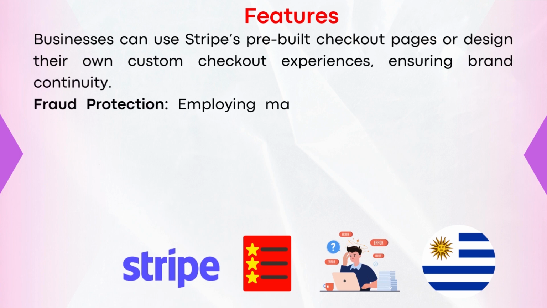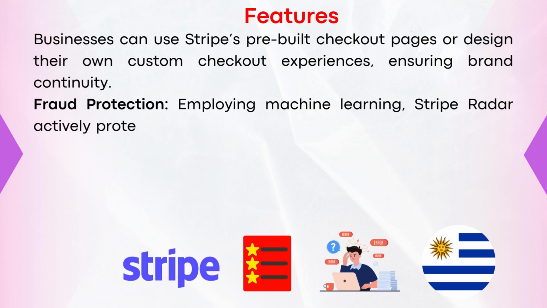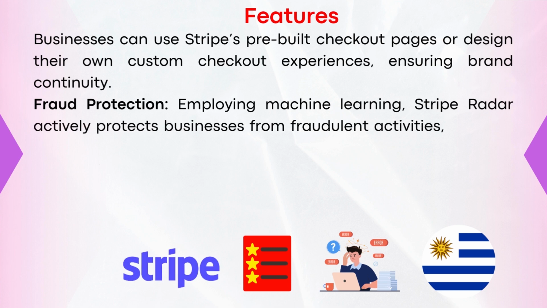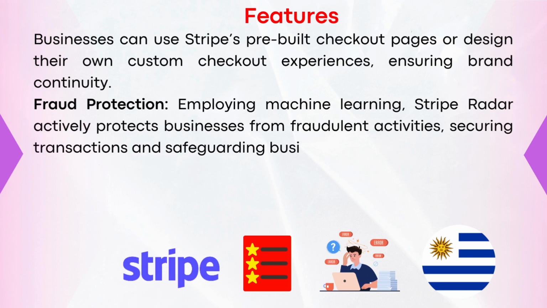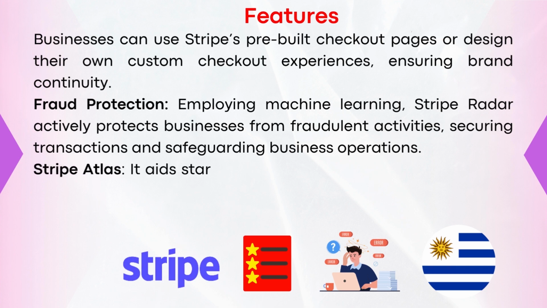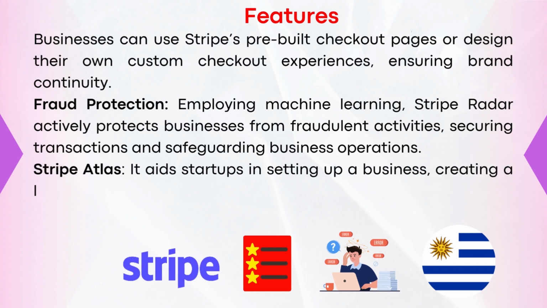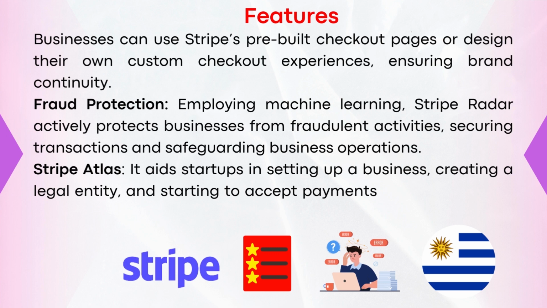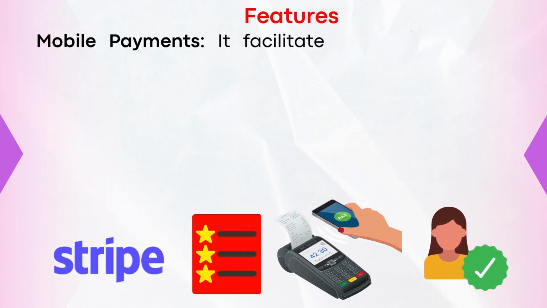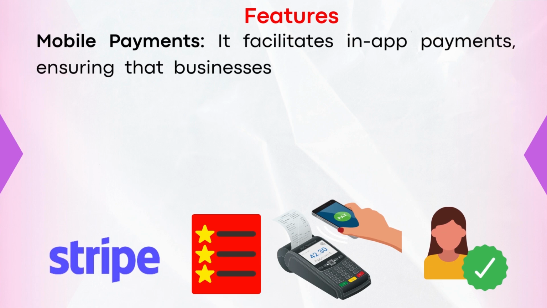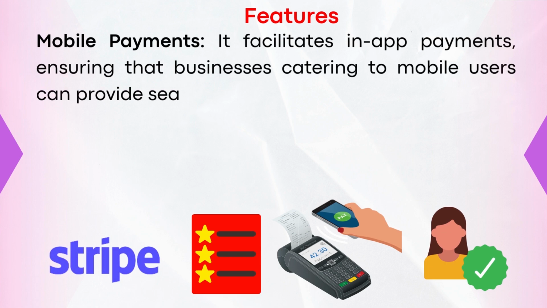Fraud protection. Employing machine learning, Stripe Radar actively protects businesses from fraudulent activities, securing transactions and safeguarding business operations. Stripe Atlas. It aids startups in setting up a business, creating a legal entity, and starting to accept payments online swiftly and conveniently. Mobile payments. It facilitates in-app payments, ensuring that businesses catering to mobile users can provide seamless transactions.